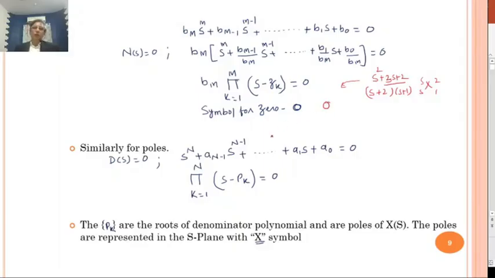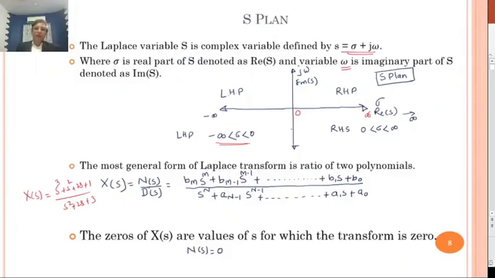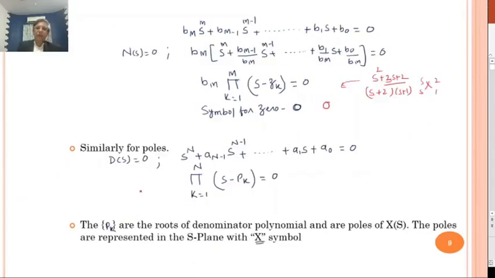Then what is the pole of the system? The pole is where the Laplace transform of this function is infinite. That is called the poles of that system, or the critical frequency at which that function becomes infinity is called the poles of the system, and the critical frequency where this function becomes 0 is called the zeros of that system.